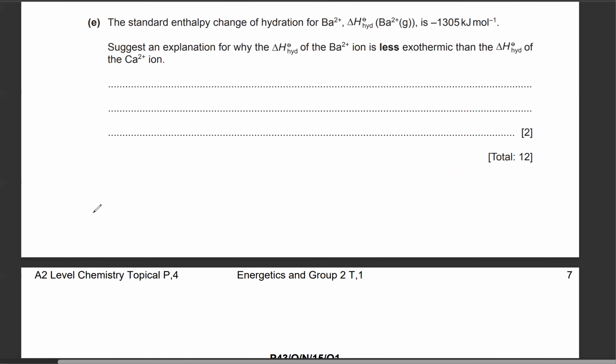Now, the next part says the enthalpy change of hydration of barium ions is minus 1305. Suggest an explanation for why the enthalpy of hydration for barium ions is less exothermic. So that's about the bigger ion thing, right? Why is barium ion less exothermic? So you're going to write that barium ion has a lower charge density compared to calcium ion.